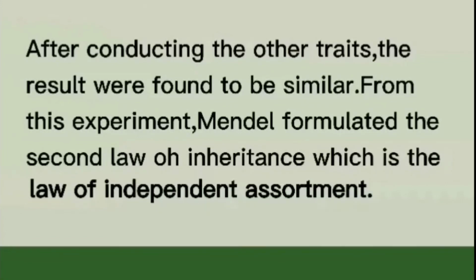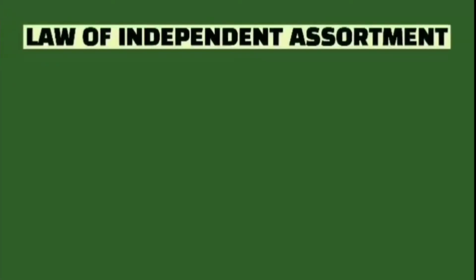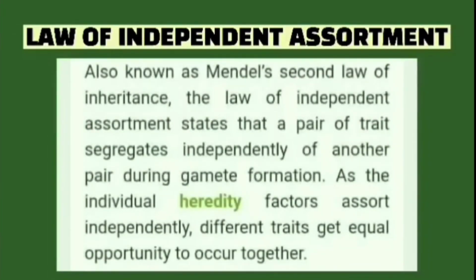From this experiment, Mendel formulated the second law of inheritance, which is the law of independent assortment. The law of independent assortment, also known as Mendel's second law of inheritance, states that a pair of traits segregates independently during gamete formation. As the individual hereditary factors assort independently, different traits get equal opportunity to occur together.